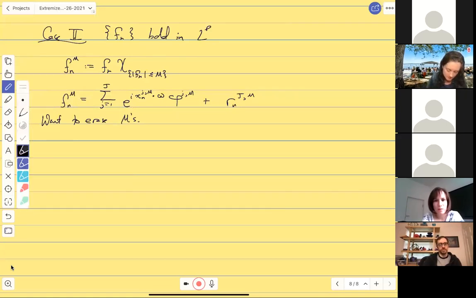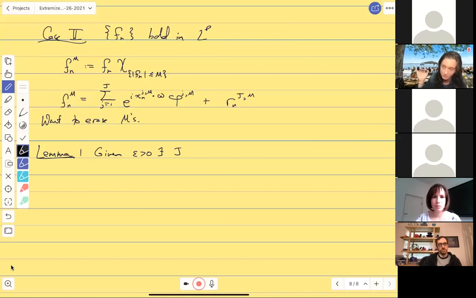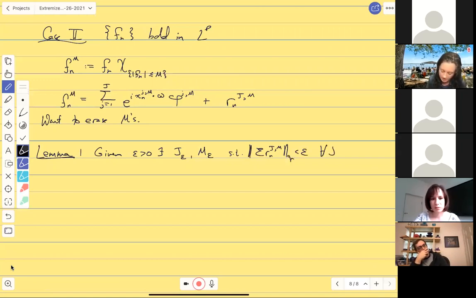So the first lemma is that the extensions of the remainders go to 0 in a way that's quantitative and uniform in n. Given some epsilon greater than 0, there exists a j_epsilon, that's how far I have to go out in the remainders, and an m_epsilon, such that the norm of the extension of the remainders in L^q is less than epsilon for every j greater than j_epsilon and m greater than m_epsilon.